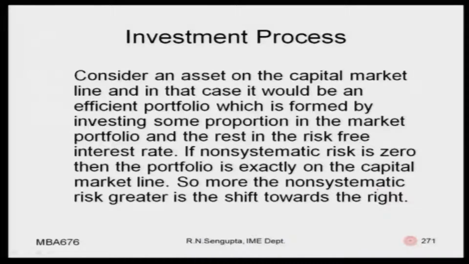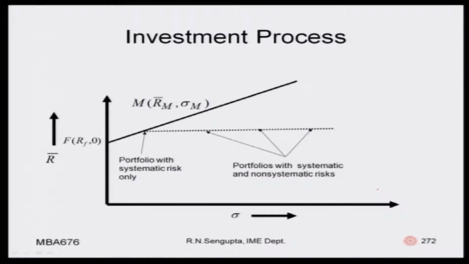Now, this efficient frontier is formed by investing some proportions in the market portfolio and the rest in the risk-free interest rate. If the non-systematic risk is zero, then the portfolio is exactly on the capital market line. So, the more the non-systematic risk, the greater is the shift of that particular portfolio with respect to the straight line, which is the market line you already discussed. Consider this is the market line. Along the y-axis you have R bar or returns, and along the x-axis you have sigma. It could be beta, it could be the covariance of the particular portfolio or asset with the market. That does not matter conceptually.